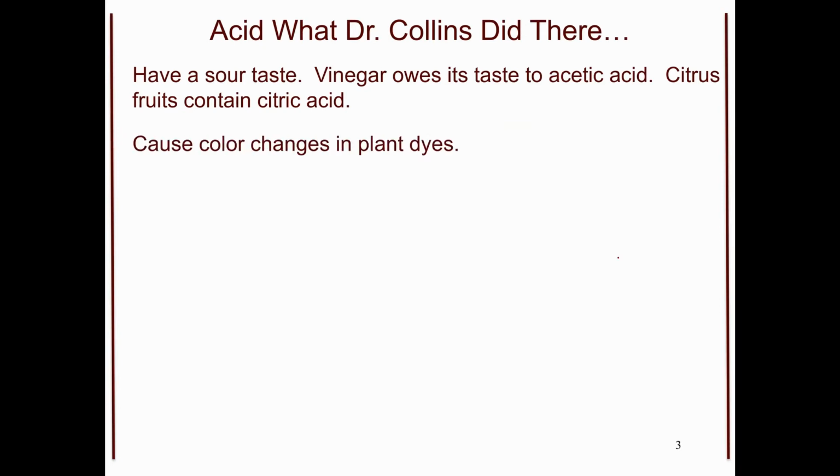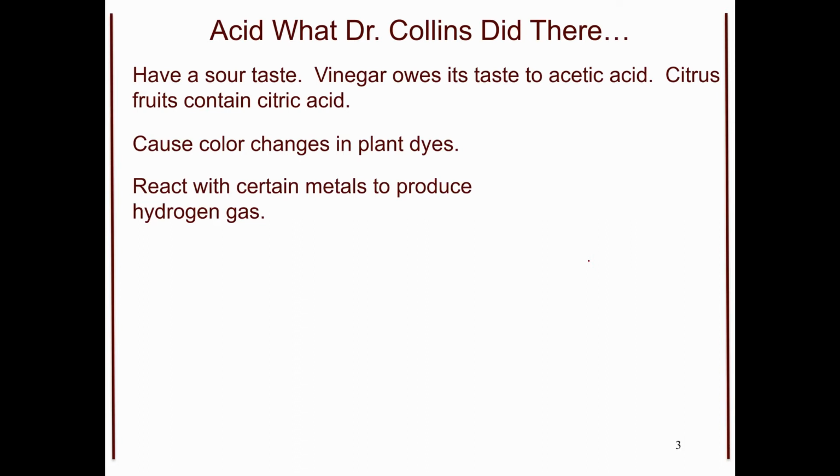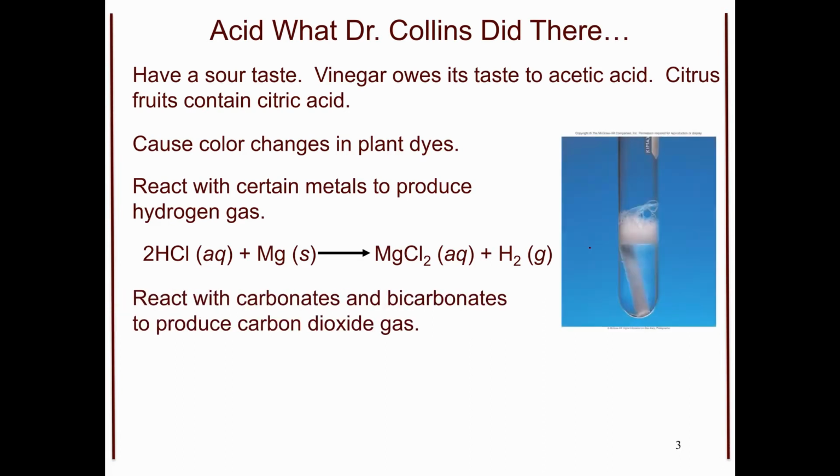These also cause color changes in plant dyes. This is how you can see if there has been an acid spill near a farm, in that it will change the color of the chlorophyll of the neighboring plants. They react with certain metals to produce hydrogen gas. As you can see here, if I have HCl mixing with my magnesium solid, I will get magnesium chloride and hydrogen gas. Finally, they react with carbonates and bicarbonates to produce carbon dioxide gas.